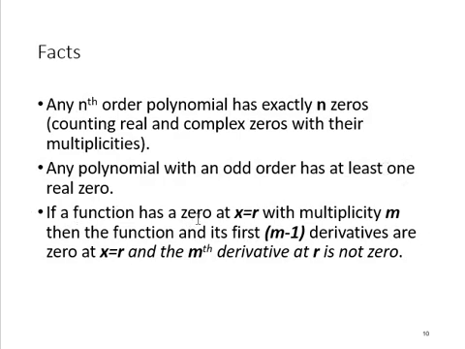If a function has got a zero at x is equal to r with multiplicity m, then the function and its first m minus 1 derivatives have got a 0 at x is equal to r, and the mth derivative at r is not a 0.